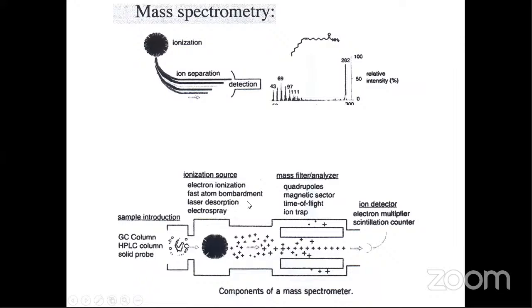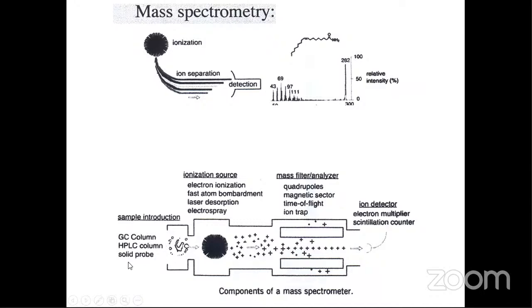You can also use fast atom bombardment. That means instead of electrons, we use slightly bigger atoms, so they have less energy and the fragmentation pattern is much more reasonable. That means there are not so many fragments. Then you can have laser desorption, that's the MALDI, where laser light helps to excite the sample. We can have electrospray, where at high voltage you spray the sample and the sample acquires a certain charge. This is a very good system because fragmentation does not happen, so it's easy for you to understand the sequence much better. So there are four different types of ionization possible: electron ionization, fast atom bombardment, laser desorption, and electrospray.